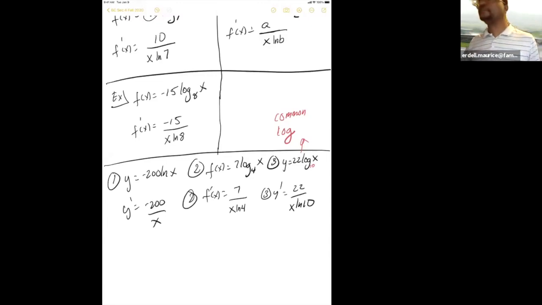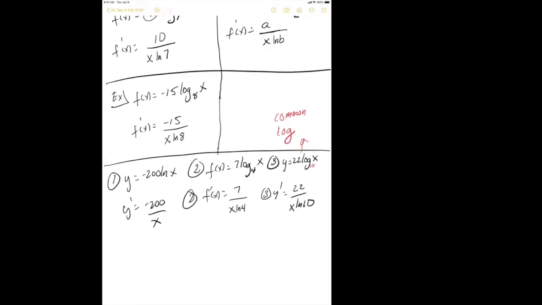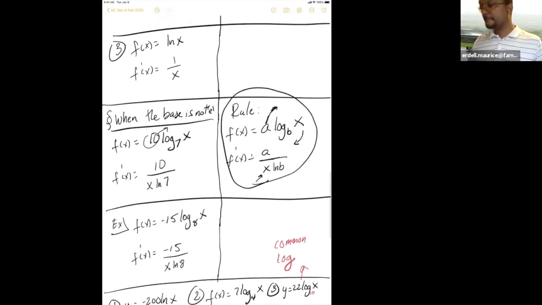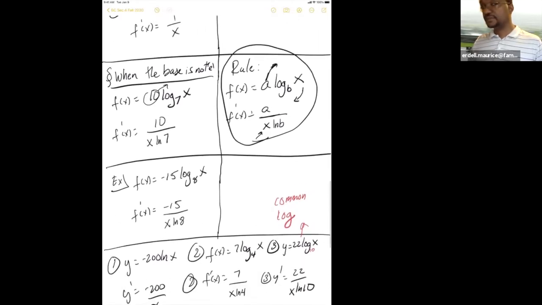Questions there? Questions? Yeah, I got a question. Why the x in front of the ln 10 and then x ln 4? That's the rule. So you see right here, looking at this rule right here, the x always is in front. Okay? Anybody else?